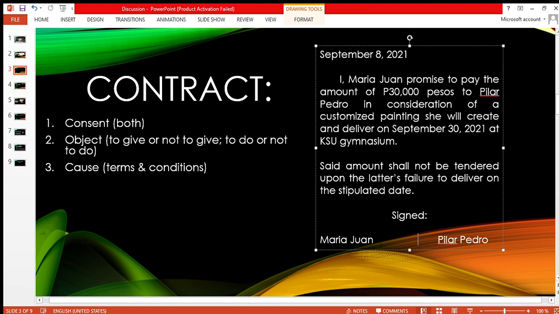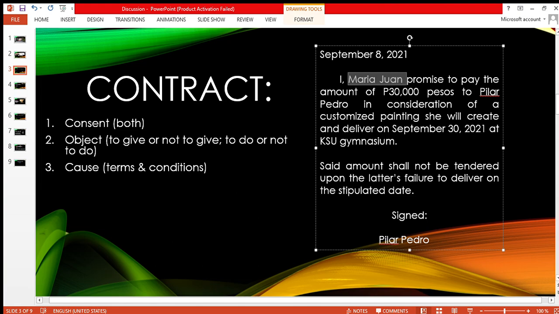Now, what if, in case, Maria Juan did not sign? It's only Pilar Pedro who signed the contract. What is the impact on the contract? The contract can only be enforceable against Pilar Pedro. But with respect to Maria Juan, the contract is void. The contract cannot be enforced against Maria Juan.